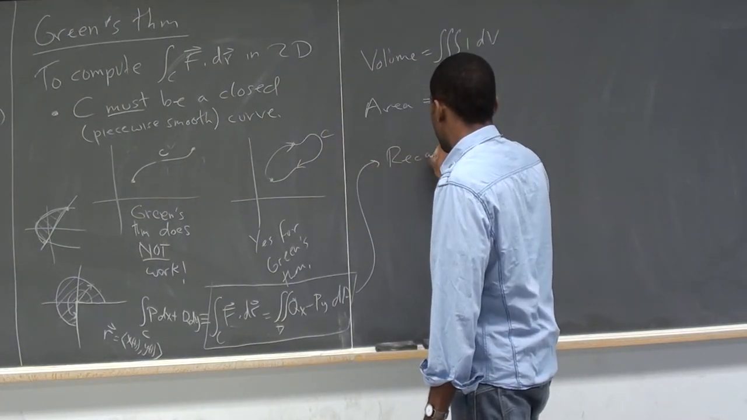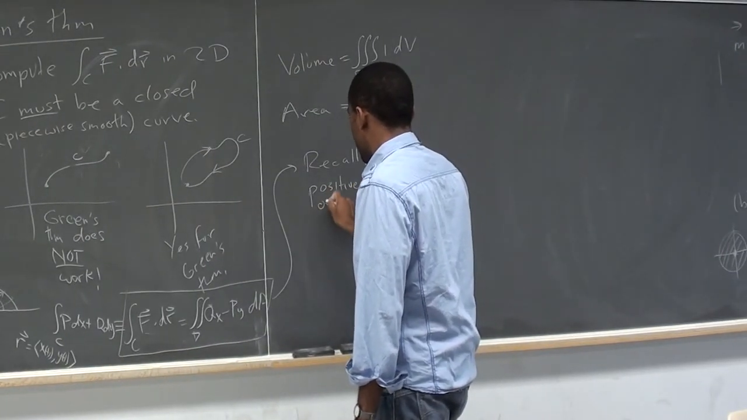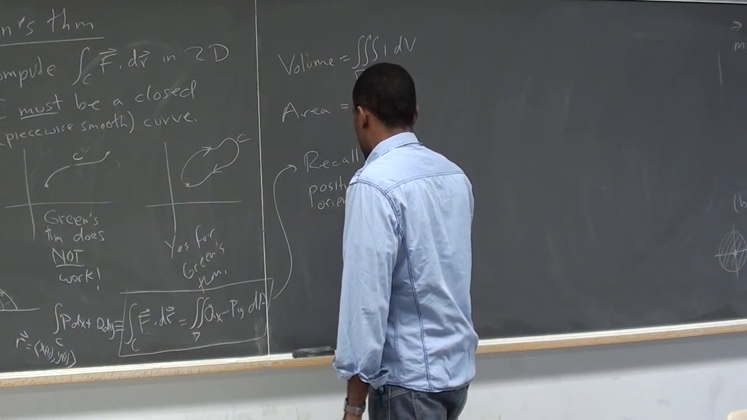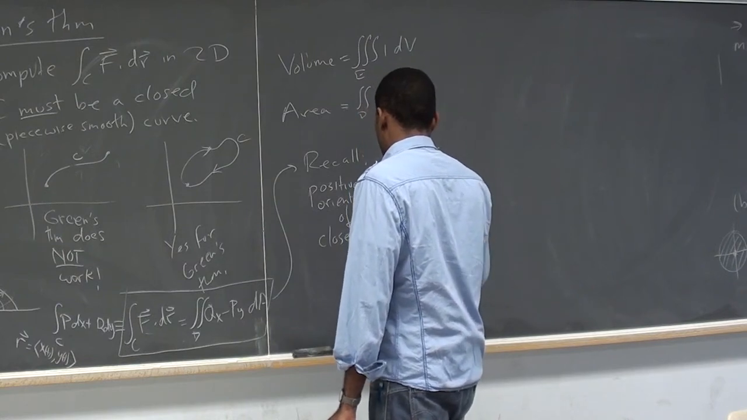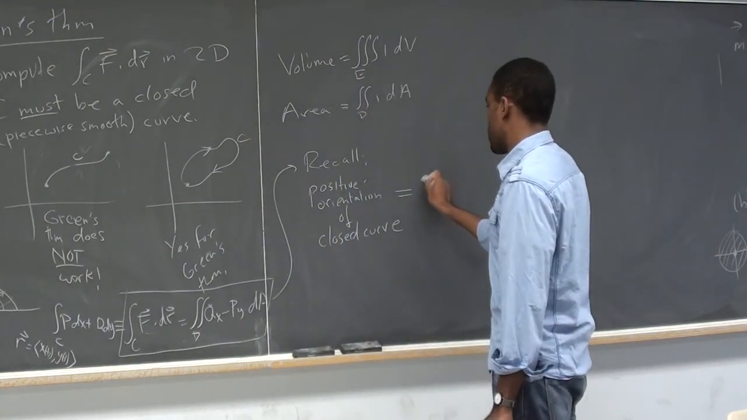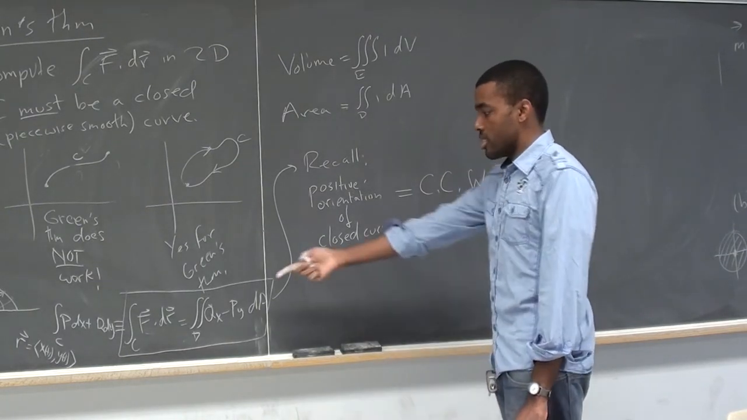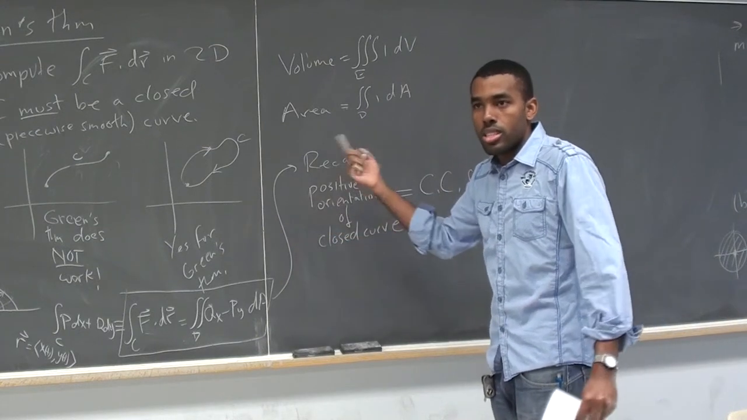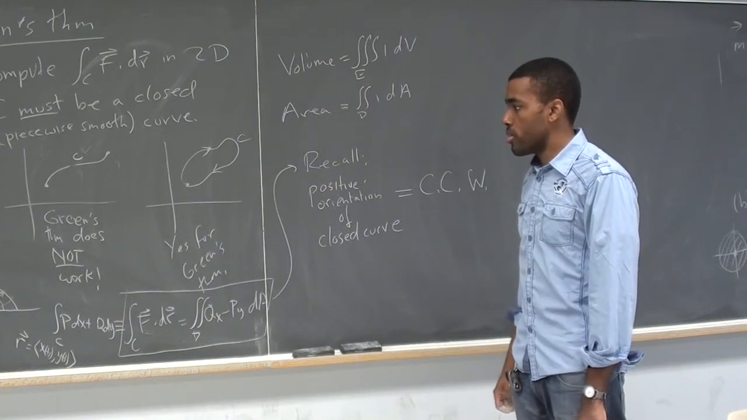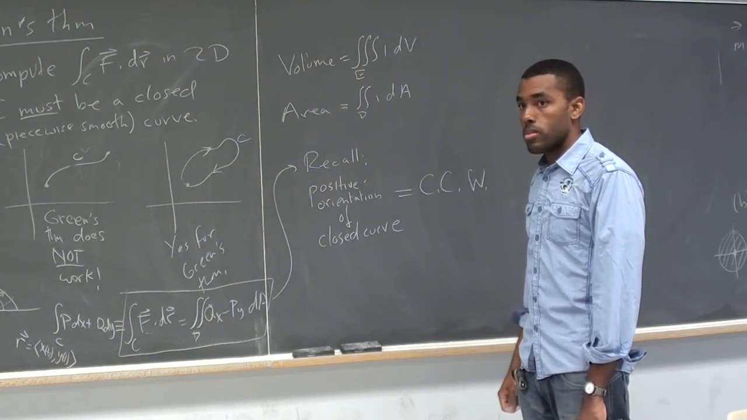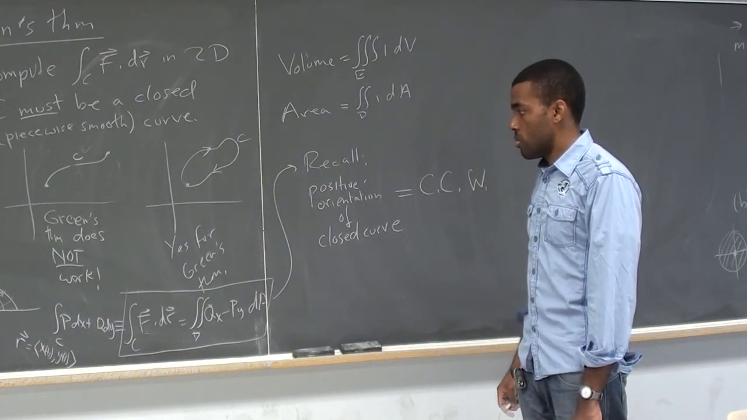Recall also, positive orientation of a closed curve equals counterclockwise. If it's clockwise, then you can set it up as if it were counterclockwise and just negate the answer. And the reason we decide it being positive is the right-hand rule. The right-hand rule helps you with Stokes' theorem, not Green's. But it's still clockwise either way. Clockwise is still coming up, so it would still technically be positive.